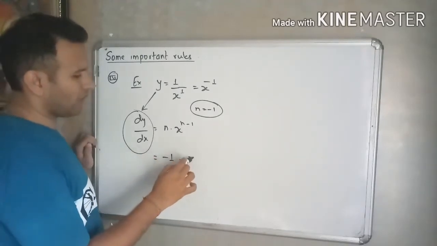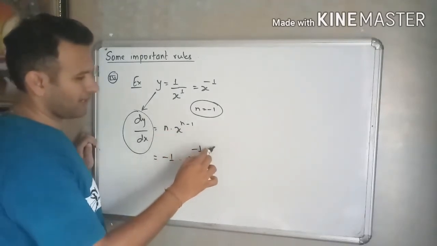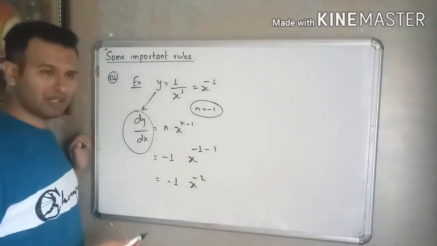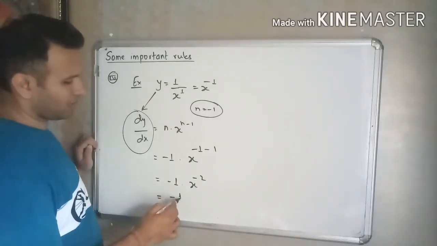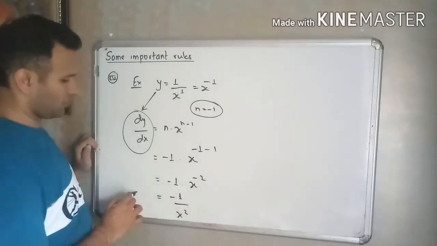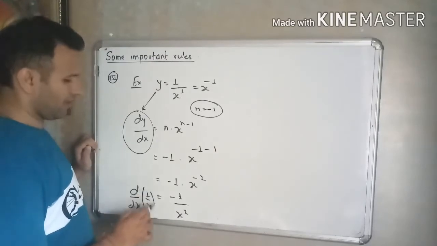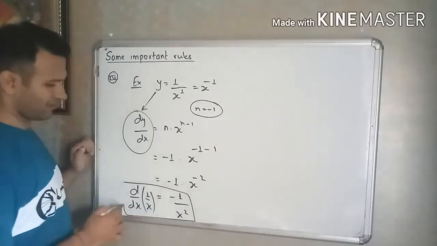So minus 1 into x raised to n की जगह minus 1 minus 1. So minus 1 into x raised to minus 2. That's all. And if you want, you can write this as -1 divided by x square. So this is the derivative of 1 by x. So derivative of 1 by x is -1 by x square.